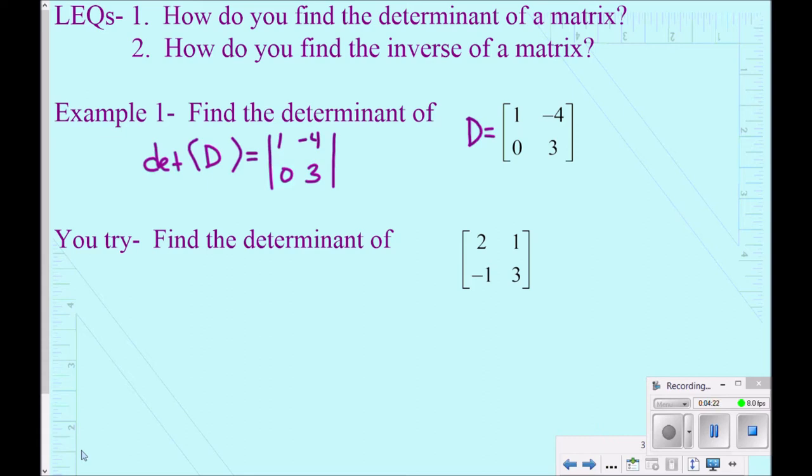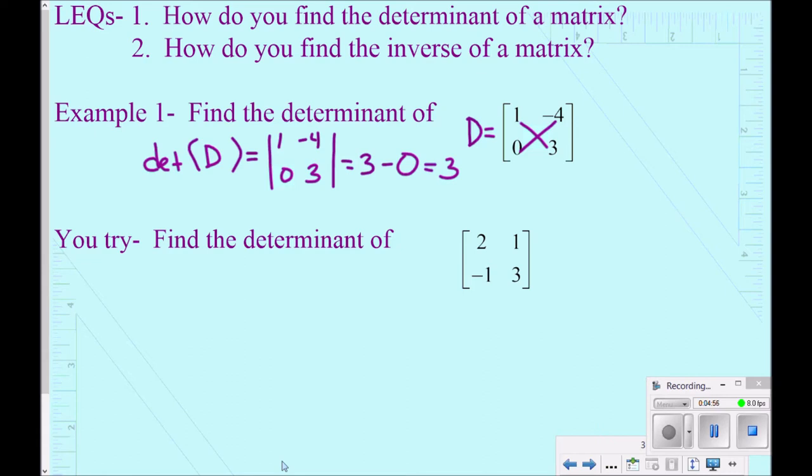So here's how we find the determinant. The determinant for a 2x2 matrix like this one is found by multiplying the numbers in that diagonal. So when I do that, I'm getting 3. And then subtracting the numbers that we get from the other diagonal multiplied. So 0 times -4 gives us 0. When I subtract 3 minus 0, I get 3. So the determinant of that matrix is 3.